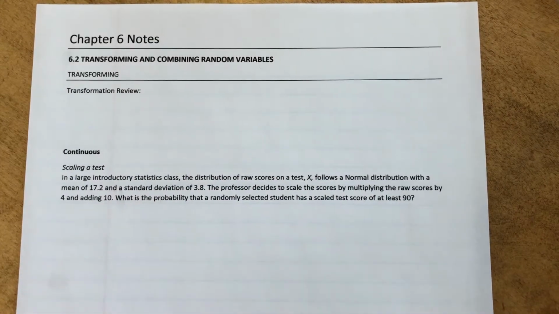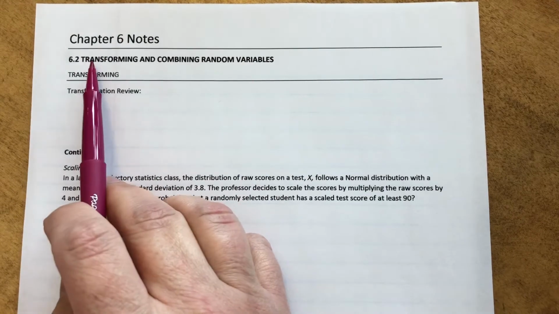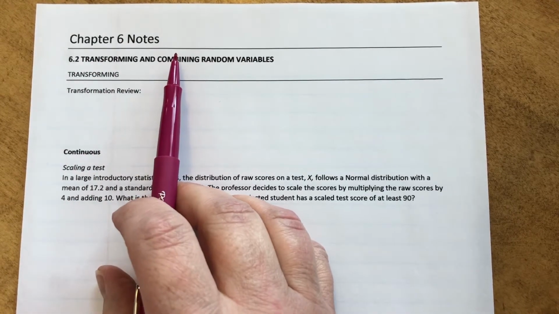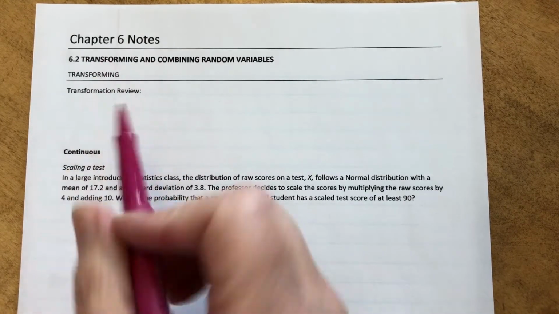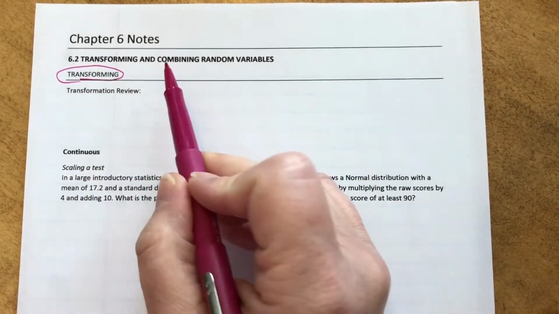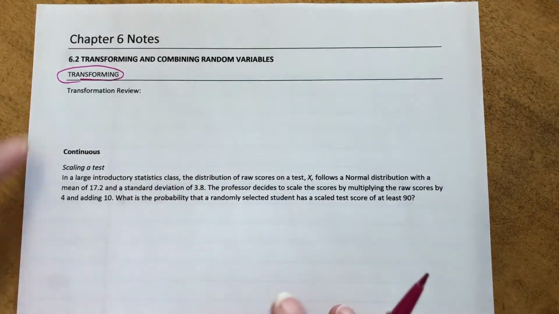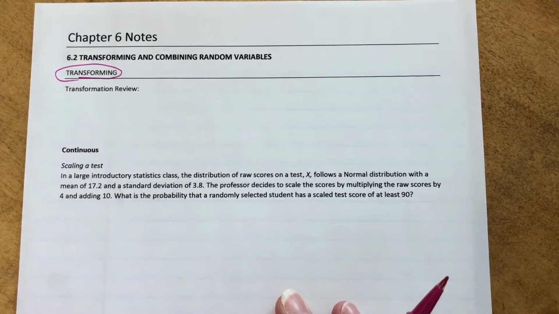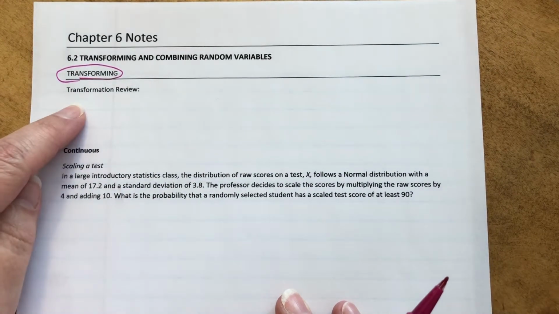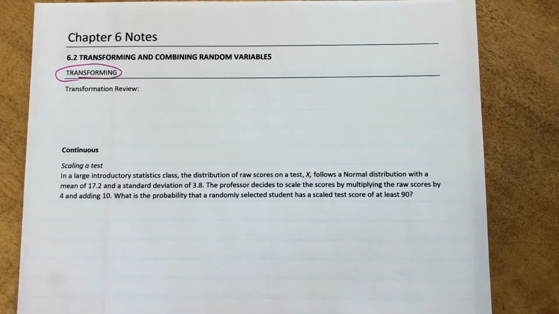This is section 6.2, transforming and combining random variables. I'm going to do 3 videos, one for transforming, which we're going to do first, then one for combining, and then one for transforming and combining together, okay? But again, transforming, you already know how to do this. You know how to transform data. We've already done this, okay?